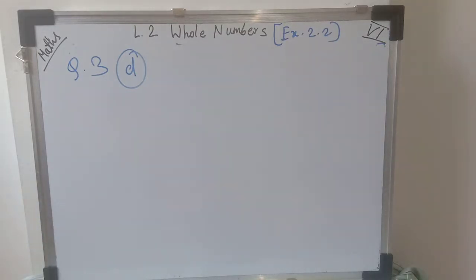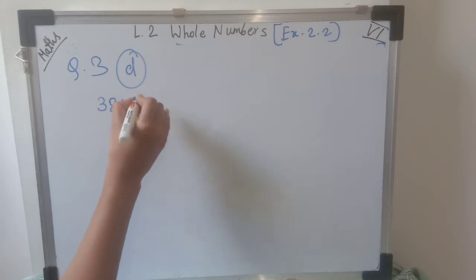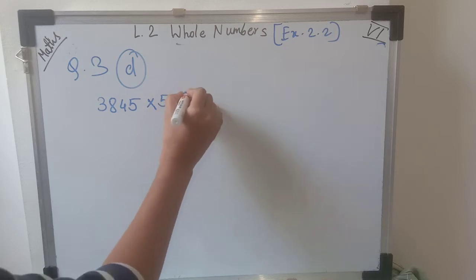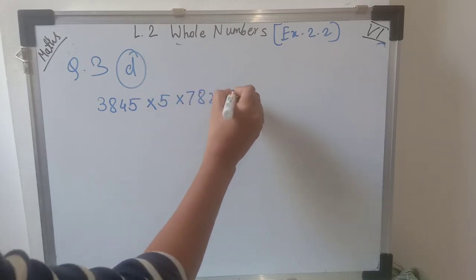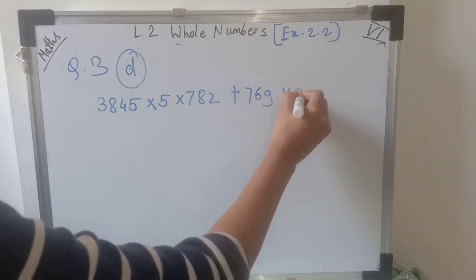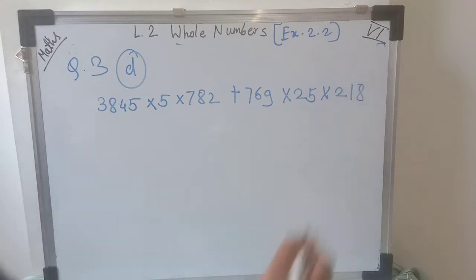I hope whatever notes and answers of the exercise I'm providing you, you are writing everything in your notebook in a systematic manner. Okay, so the question was: 3845 multiply by 5 multiply by 782 plus 769 multiply by 25 multiply by 280.